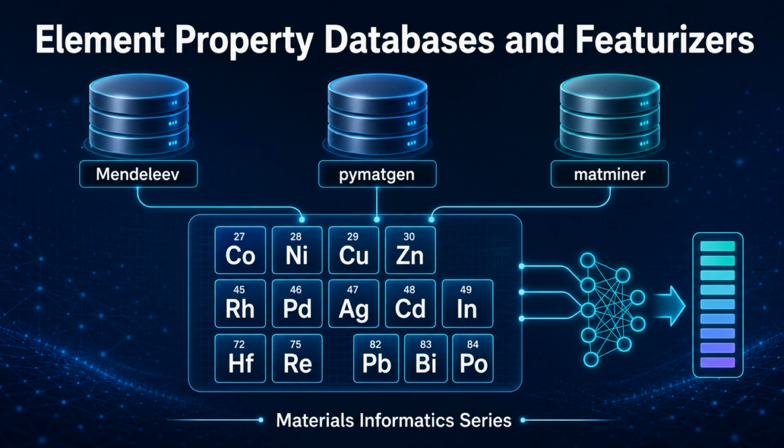Welcome to Chapter 3, where we explore element property databases and featureizers. The quality of composition-based features depends on the elemental property data you use. We'll compare 3 major data sources and learn to use multiple mapminer featureizers, including creating custom featureizers for domain-specific applications.